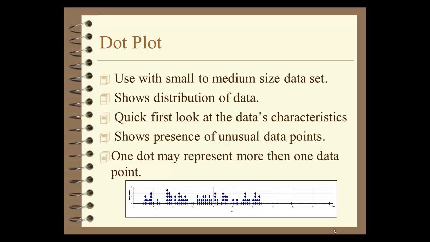Dot plots are used with small to medium-sized data sets. They do a great job of showing the distribution, that is, the shape of the data set. They also are a very good first look at the data's characteristics, as they're easy to make. They help show the presence of unusual data points or even gaps in the data where points are missing. It should be noted also that one dot may represent more than one data point when you're dealing with larger data sets.